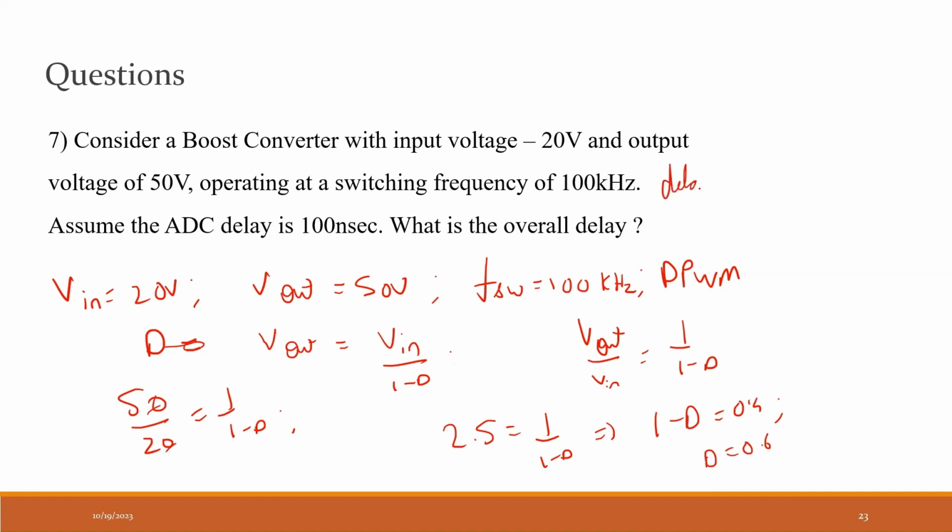The delay in the digital domain is D into the time period plus your ADC delay. So D into time period is 0.6 into your time period, that is 10 microsecond. Your ADC delay is 100 nanosecond, which corresponds to 0.1 microsecond. So this is 6.1 microsecond. So this is your overall delay.